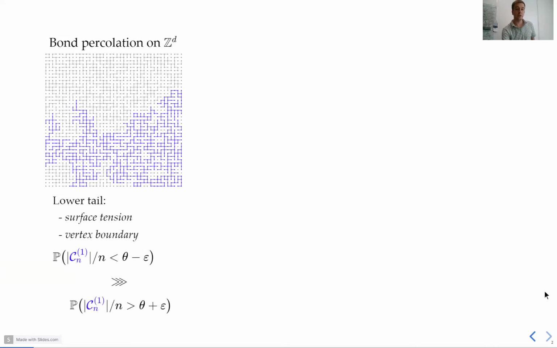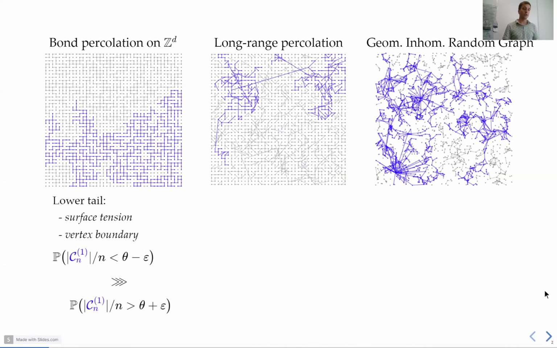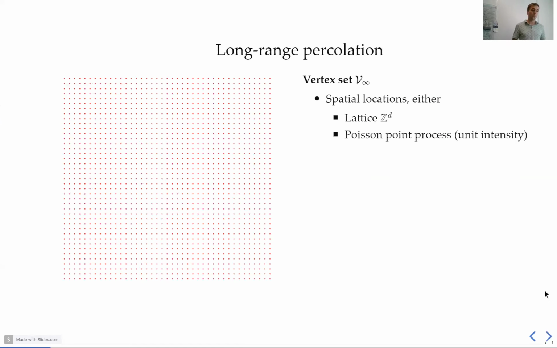That's also visualized here. Now we'll continue with the models that Julia introduced, so long-range percolation and geometric inhomogeneous random graphs. And we're interested in the question: is it still true that the vertex boundary plays an important role for the lower tail? And secondly, is it also still true that the upper tail decays much faster than the lower tail?